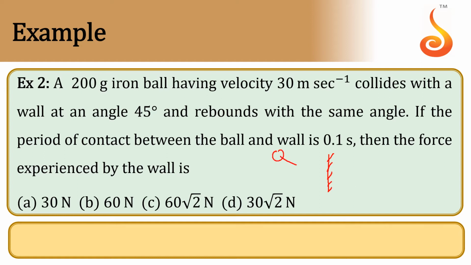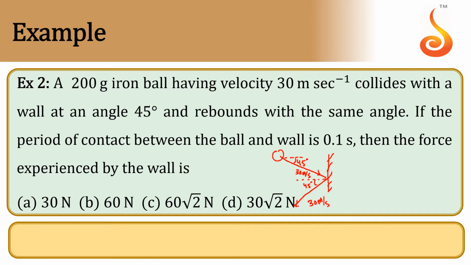A ball is moving at an angle 45 degrees with a speed 30 meters per second and bounces back at the same angle with the same speed, so 30 meters per second. And if the ball was in contact for 0.1 second, we need to know what is the force.